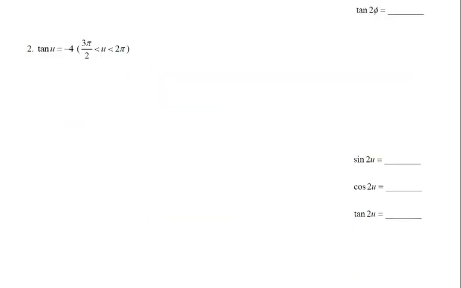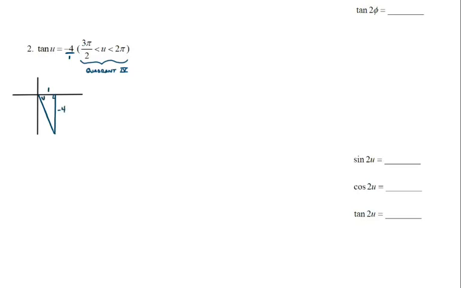For number 2, we are given that u is between 3 pi over 2 and 2 pi, which should tell you that you're going to be looking in quadrant 4. And then we're told that tangent of u is negative 4. So what I'm going to do is draw a reference triangle in quadrant 4, and then use tangent of u is negative 4 to identify some sides. So negative 4 I think of as negative 4 over 1.